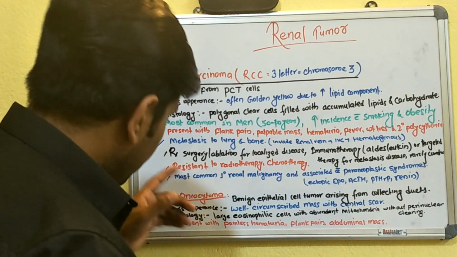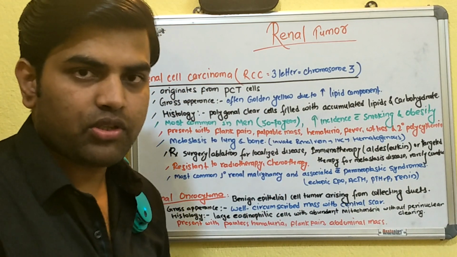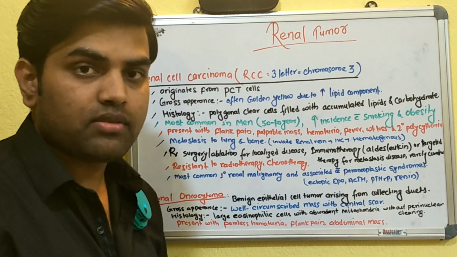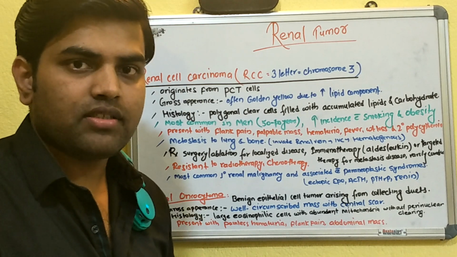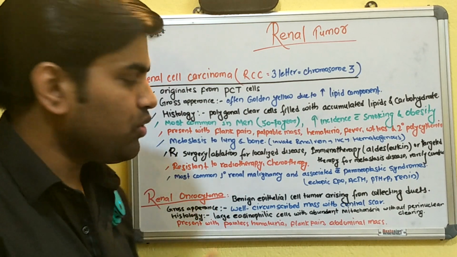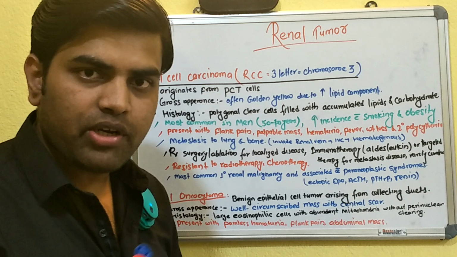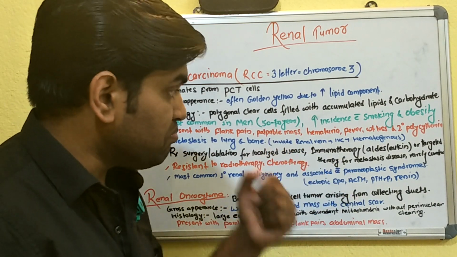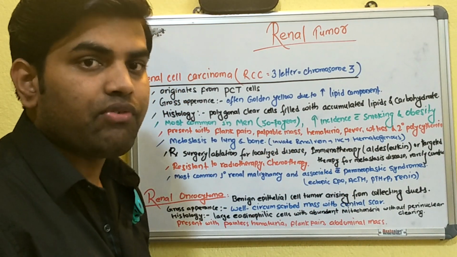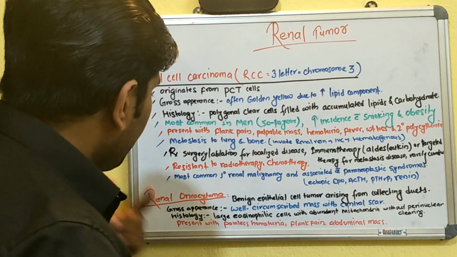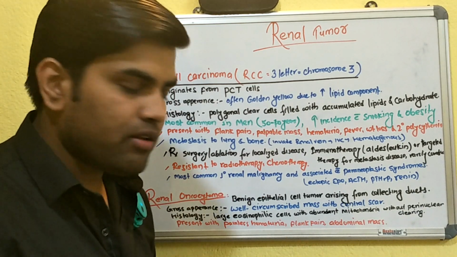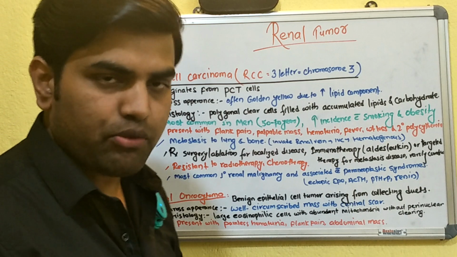Okay, it is resistant to radiotherapy and chemotherapy. So this is pretty tough to manage, tough to cure actually. So if it is localized, we can remove it, but if it becomes metastatic, then it becomes very difficult to treat. Okay. Now, this is the most common primary renal malignancy and is associated with paraneoplastic syndrome.